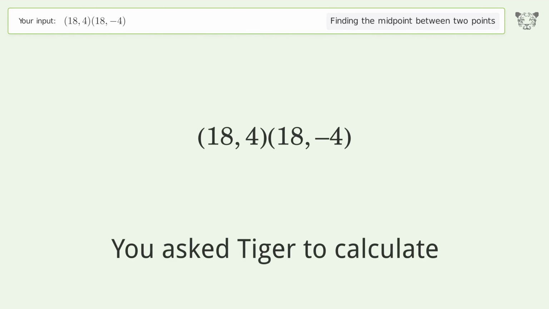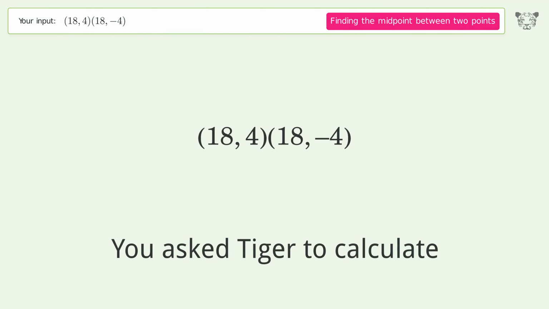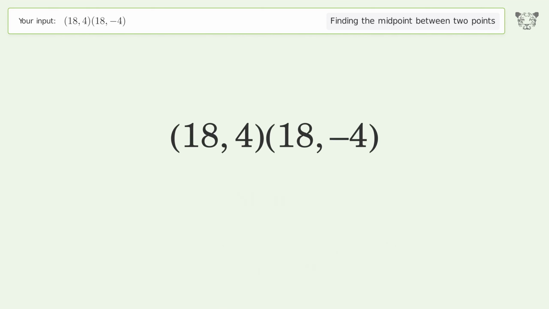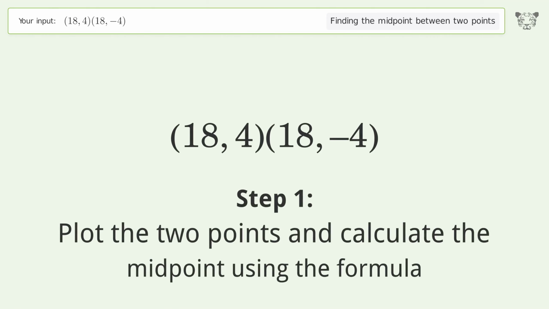You ask Tiger to calculate. This deals with finding the midpoint between 2 points. The midpoint between the 2 points is 18,0. Let's solve it step by step. Plot the 2 points and calculate the midpoint using the formula.